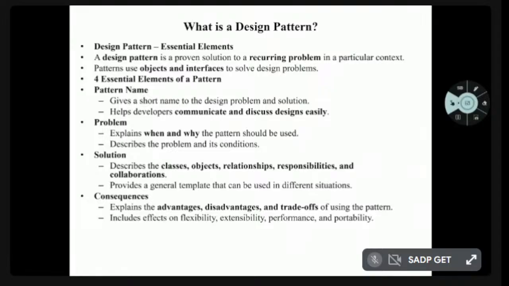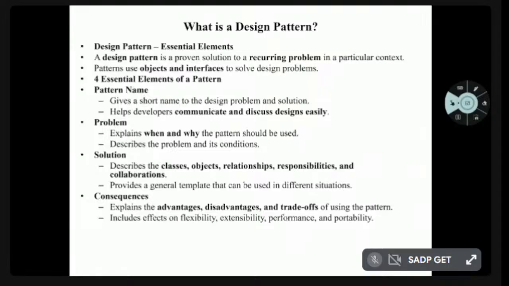That is, patterns use objects and interfaces to solve design problems, right? So the 4 major things which we will be having are: a pattern should have a pattern name, a problem, a solution, and consequences, right? Whenever you have a pattern or design pattern, it should have these 4 things in common for every pattern. So it should have the pattern name, which gives us the name of that particular pattern, and it helps the developers to communicate and discuss designs easily with the customers.